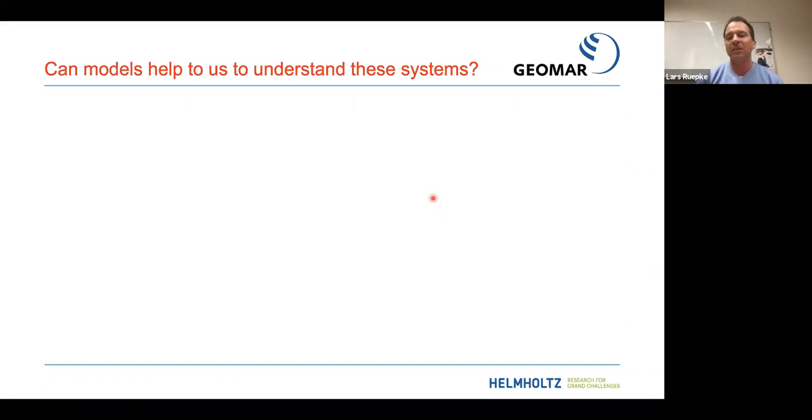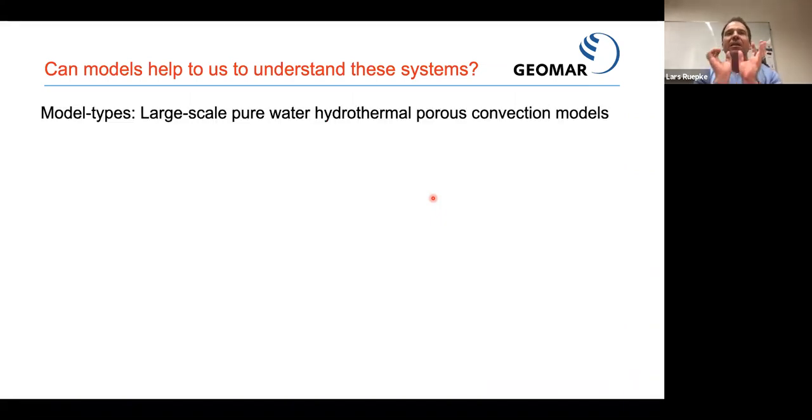And there are basically two types of models that I want to talk about, and that have their different approximations, their different strengths and limitations. One type, a kind of workhorse model that many groups are using and that has been around for quite a while, is the large-scale pure water hydrothermal convection model. They are based on Darcy flow. They make the simplifying assumption of pure water. We will talk about that more later.